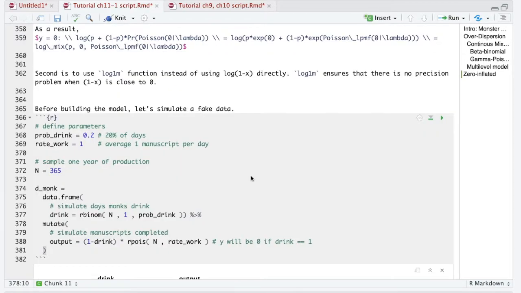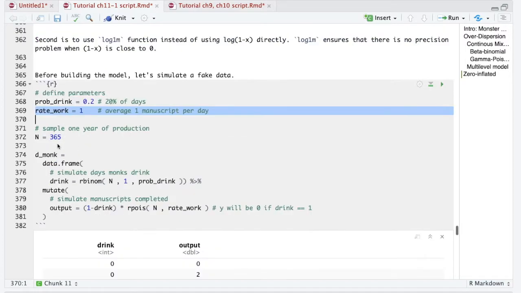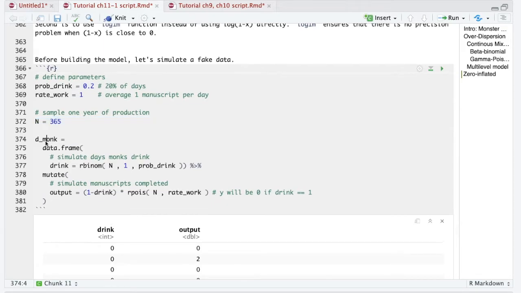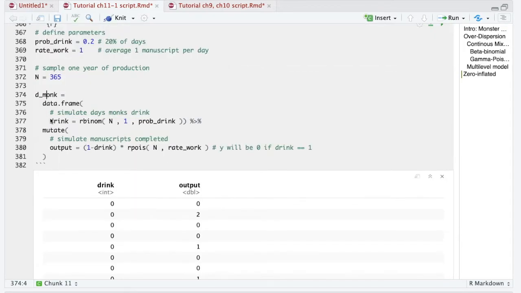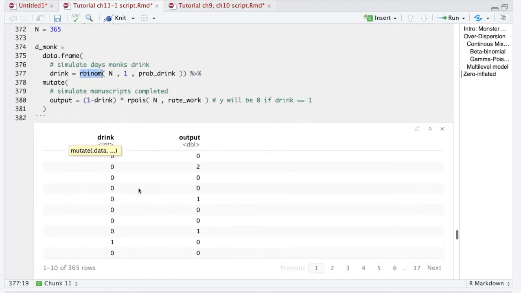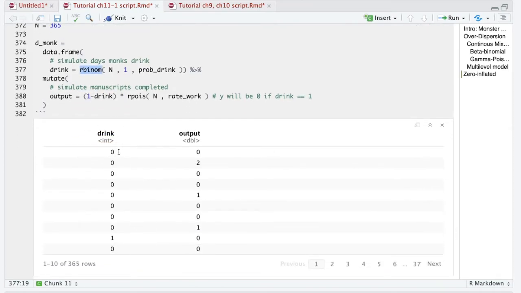With these tricks, we are ready to build our own Stan model. Let's begin by simulating some fake data. Firstly, we set the probability of the monk drinking to 20% of days, and the average manuscripts they can copy to 1 page a day, with 365 days in a year, so we can make a data frame like this. We use the random binomial function to determine if the monk is drinking that day. This is the first column in the data frame. If it's 0, the monk is not drinking. If it's 1, the monk is drinking.